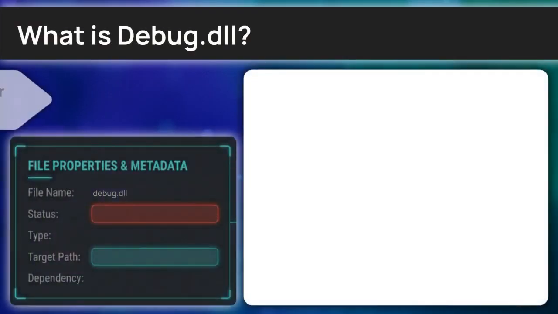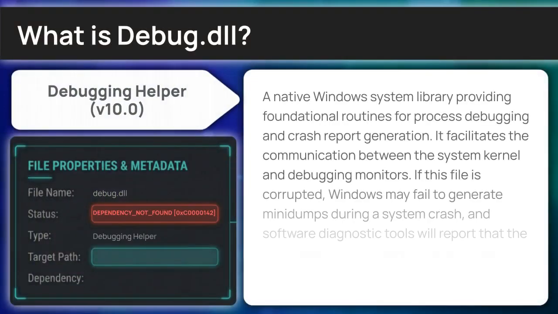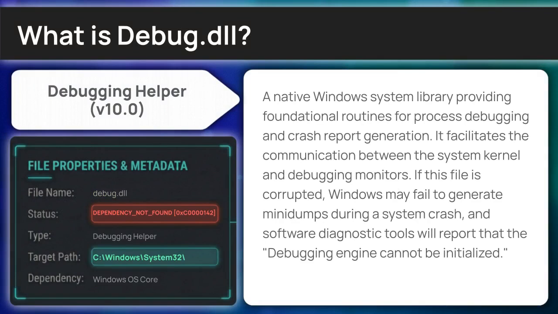This is the Debug Library, a native Windows system library providing foundational routines for process debugging and crash report generation. It facilitates the communication between the system kernel and debugging monitors. If this file is corrupted, Windows may fail to generate minidumps during a system crash, and software diagnostic tools will report that the debugging engine cannot be initialized.